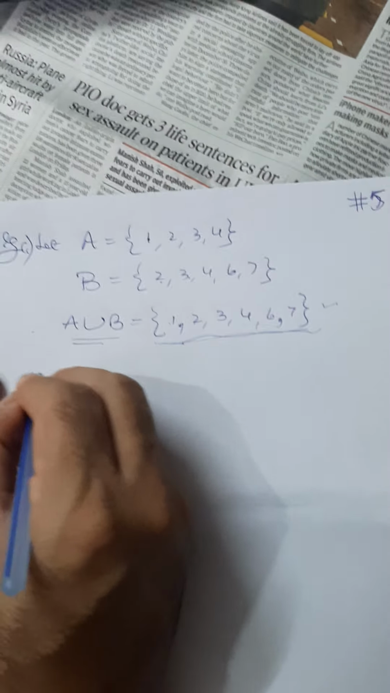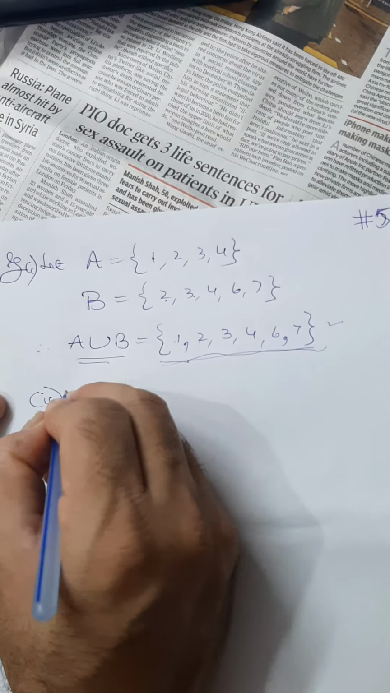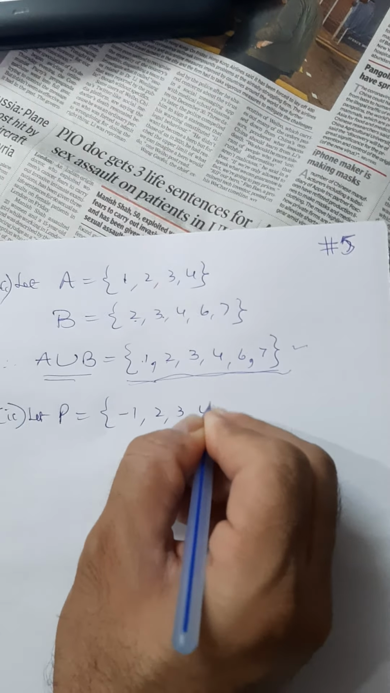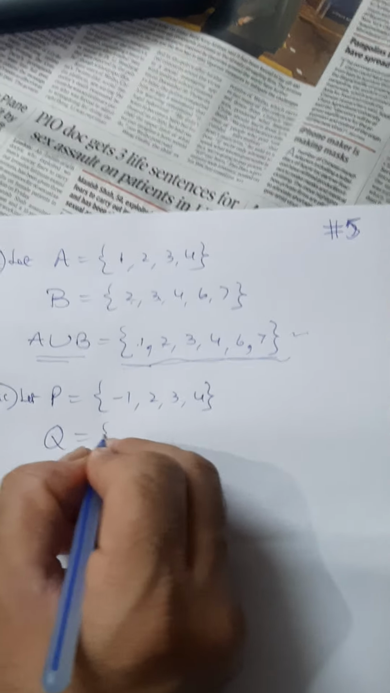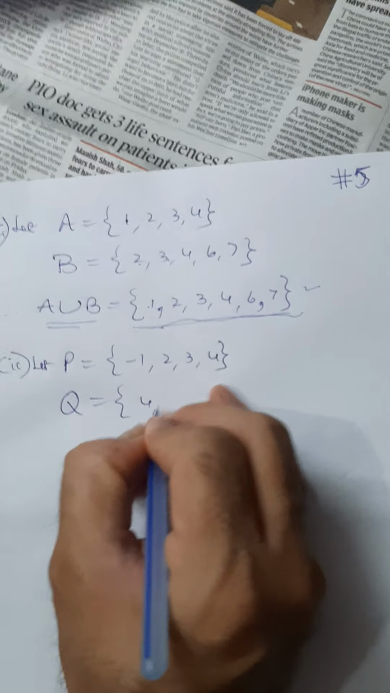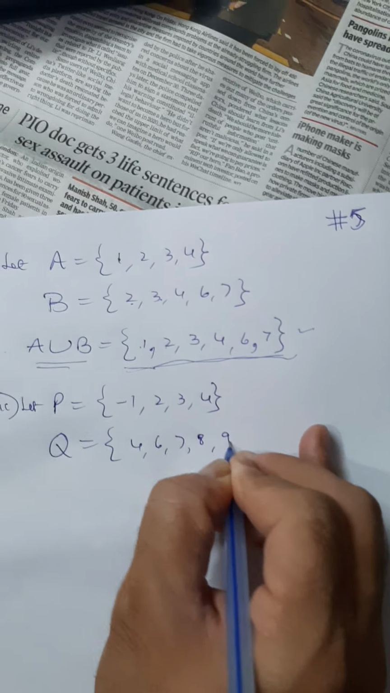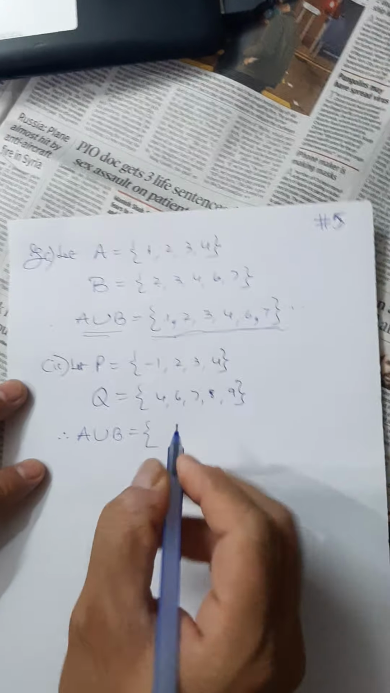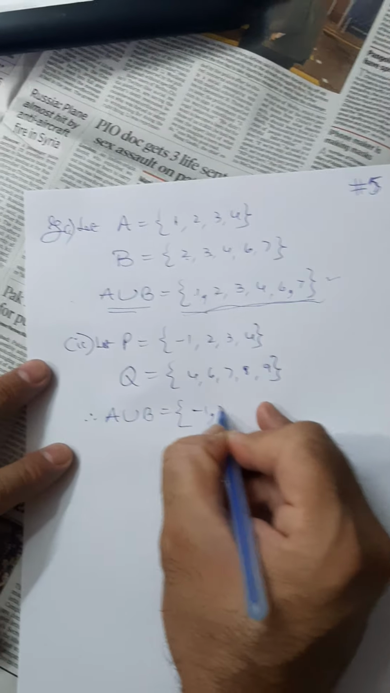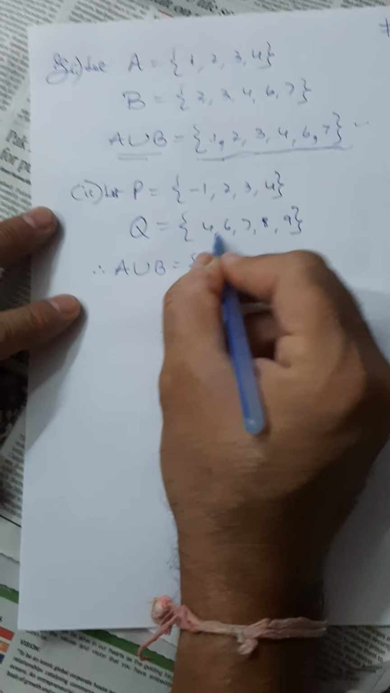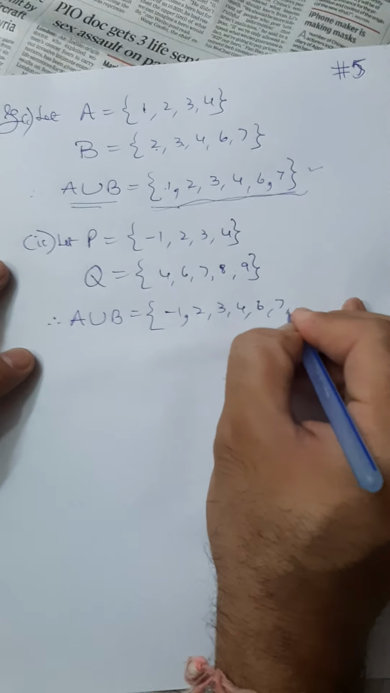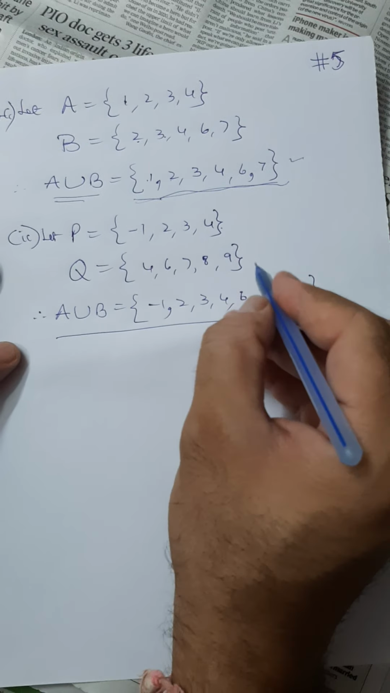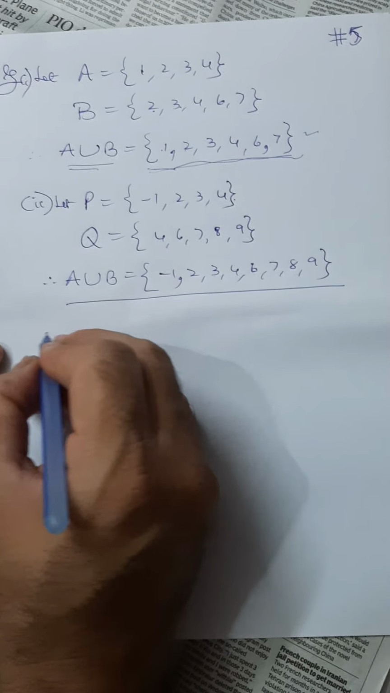One more. If I take P equals the set minus 1, 2, 3, 4, and Q equals another set, let's take 4, 6, 7, 8, 9. In that case, what is P union Q? That is again combining the members. So minus 1, 2, 3, 4. Now 4 is already written. So 6, 7, 8, 9. You are just combining the members of both sets. That's union. I hope this is clear.